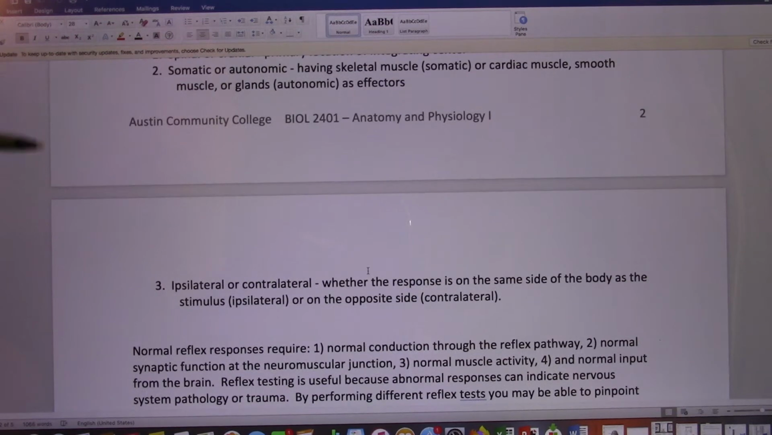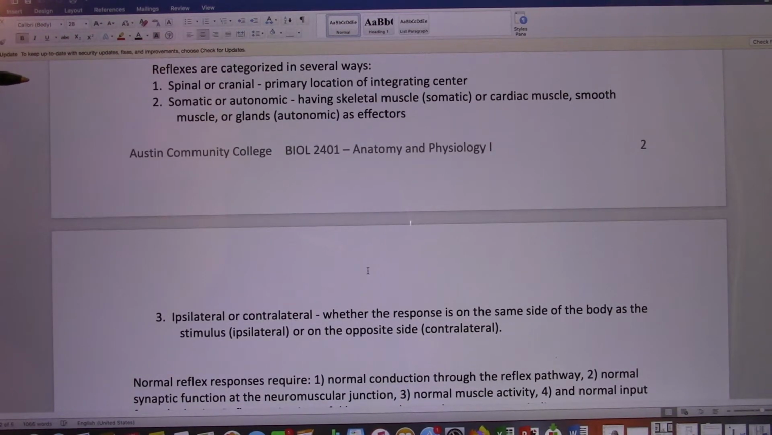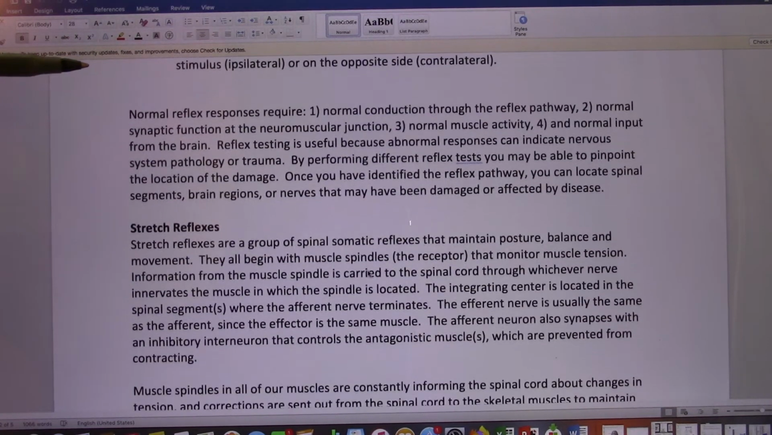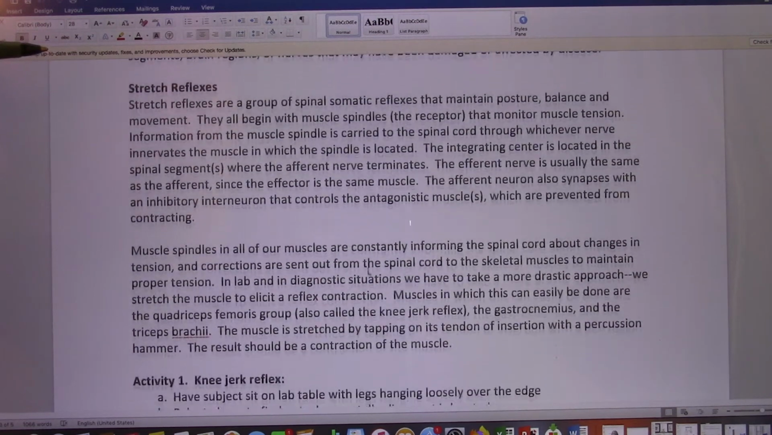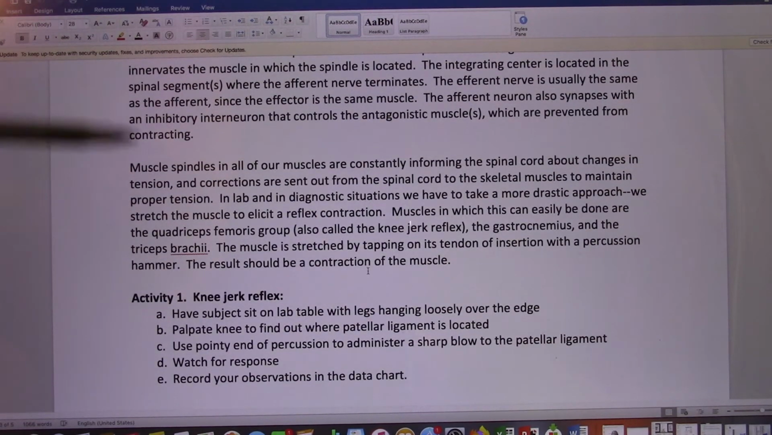And we have several different kinds of reflexes. We talk about them in the class. It can be ipsilateral or contralateral, so that response can be on the same side or go to the opposite side. I'll leave this reading to you.